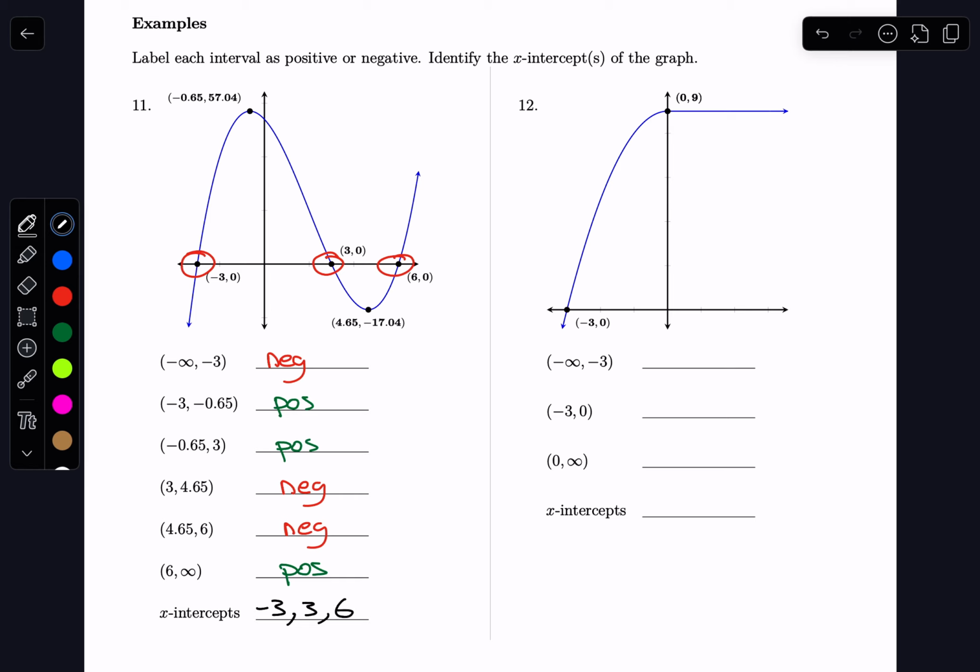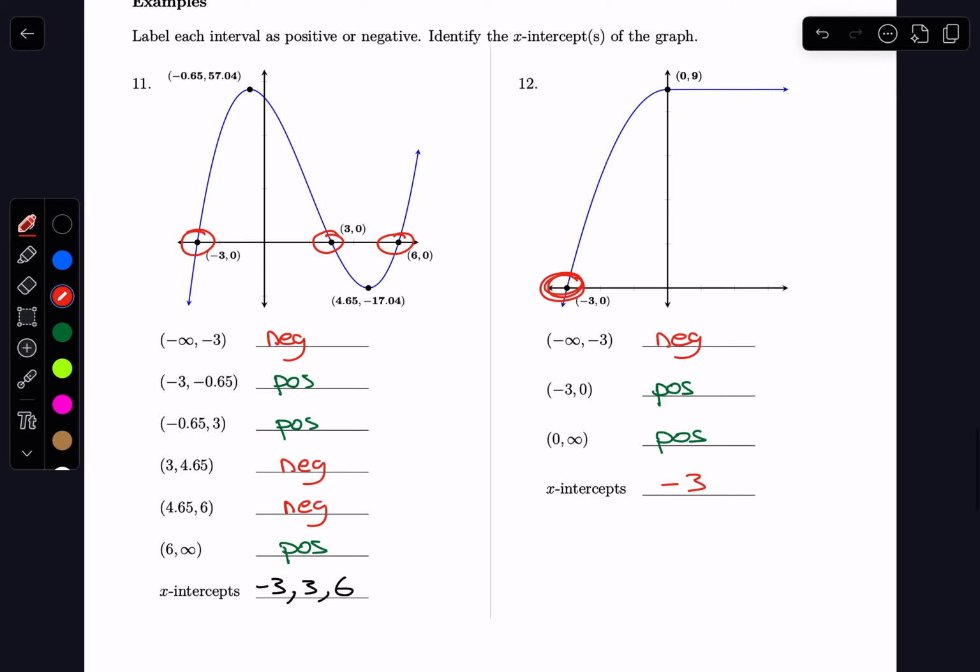For number 12, we have 3 intervals. We have the interval on the left that's below the x-axis. This is the negative interval. And then the rest of the graph is all positive. Everything afterwards stays above the x-axis. Our only x-intercept is this point right here where we touch the x-axis, and that is at negative 3.